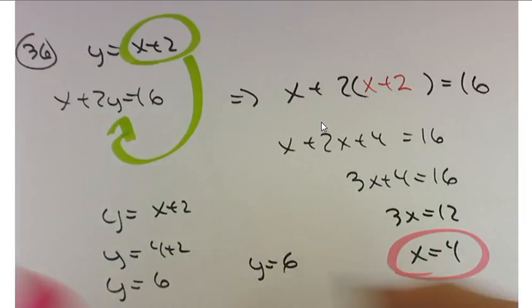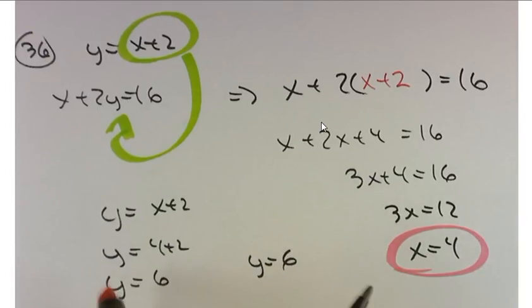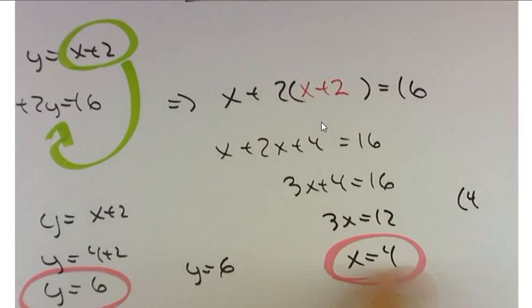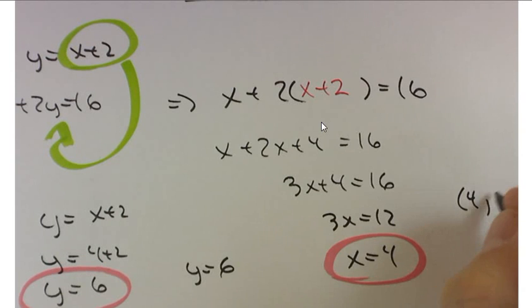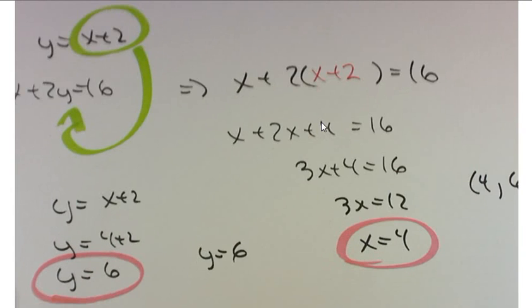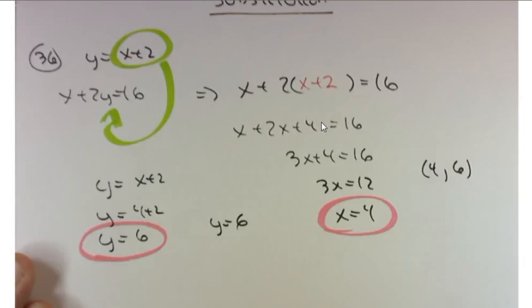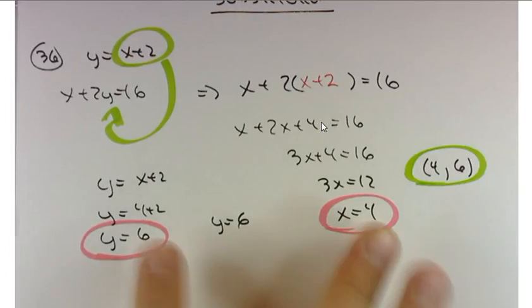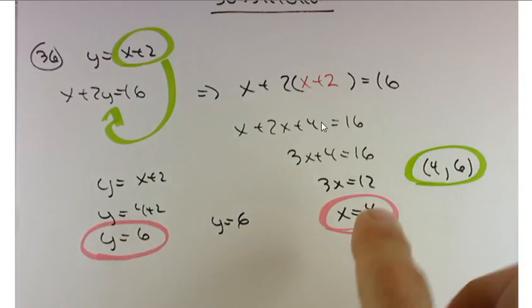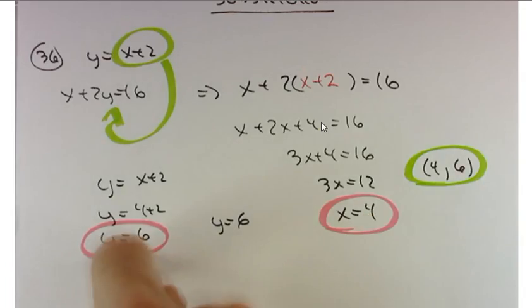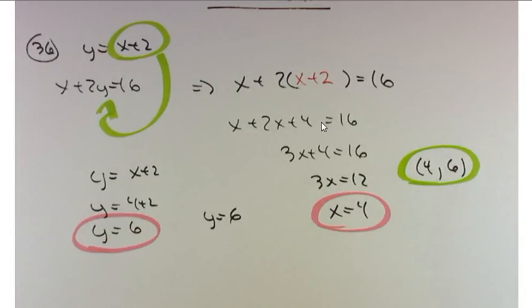What you'll see written in the book or on WebAssign, if you look up your solution there, is not going to be x equals 4, y equals 6, but 4 comma 6. It's going to be written as an ordered pair. Now, if you want to write it like that, that's great. I'm happy enough if you just give me x equals something and y equals something, but please give me both. If you don't give me both, you're going to lose at least a point.